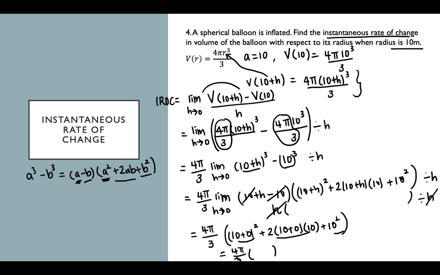So you should be getting, I'm going to leave it as pi altogether. It should give you 400 pi. So leave it as an exact answer. And the unit is going to be meters. Because it's the slope of the volume, so it should be m squared. So that is the instantaneous rate of change. Okay, and that's it.